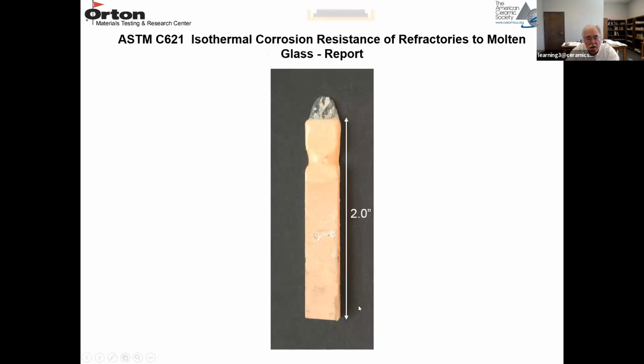And this is what a sample looks like after testing. This is a 2-inch long sample. You can see the glass cut. So that's where the glass line was. And there's still some residual glass on the end of the bar. So your measurement is here at the glass cut and then halfway down over here. This part was not in the glass, it's above the glass line.